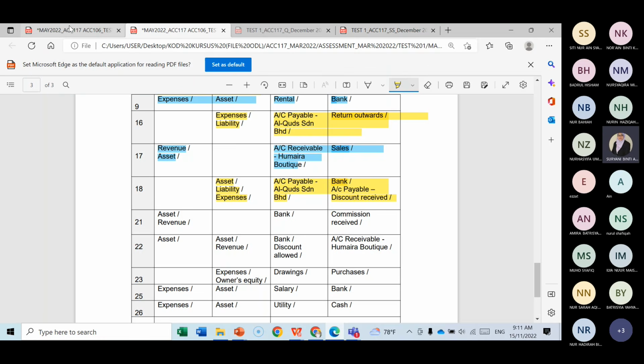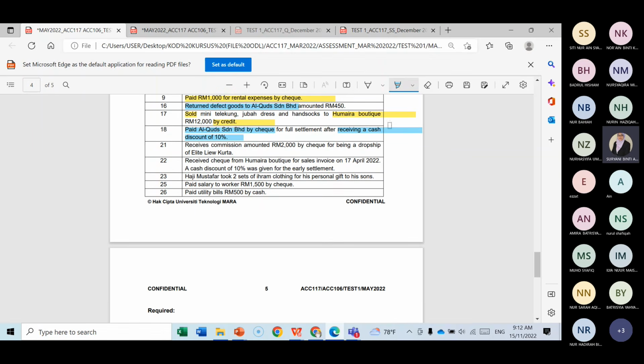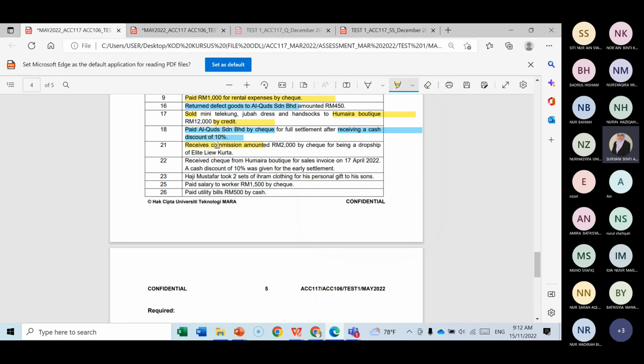Okay, can we move to 21st of April? Yes, madam. Okay, on 21st of April, you receive commission. You receive commission amounted 20,000 by check for being a drop sheet of Elite Liu Kurta. So commission is your revenue. When you receive, you have increase in your revenue.